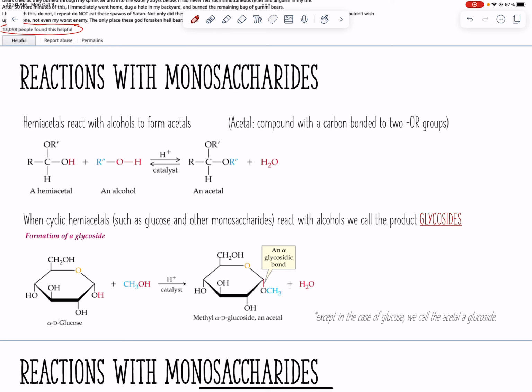All right, so we've talked about oxidation and reduction of monosaccharides and how we form the carboxylic acid or how we reduce it down into a primary alcohol. Now we're going to talk about, this is kind of a preview, getting ready to talk about how monosaccharides link up into disaccharides or polysaccharides. So to prepare you for that, I'm going to read this right here. Hemiacetals react with alcohols to form acetals.